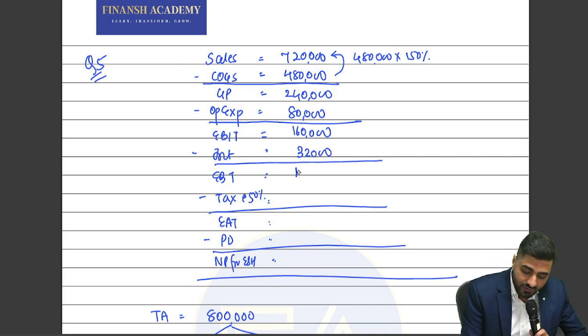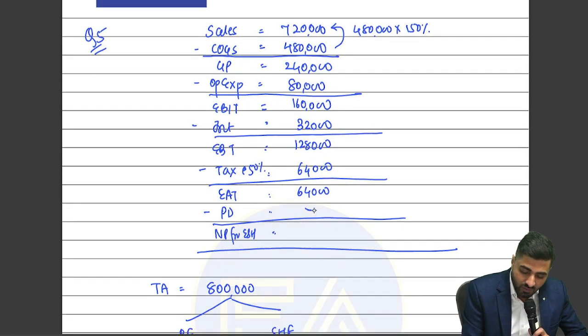128. What's the tax? 50%. 64. What is this? 64. Is there any preference dividend? No. This is 60.